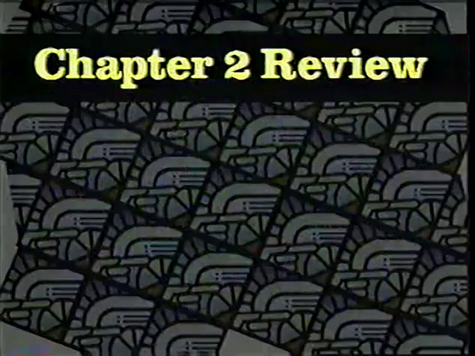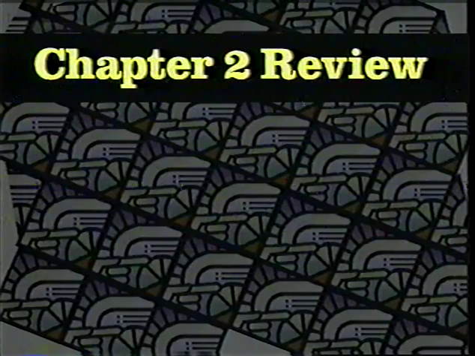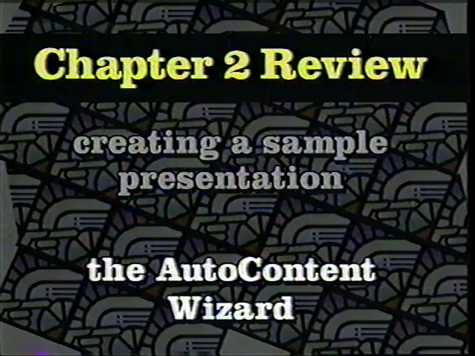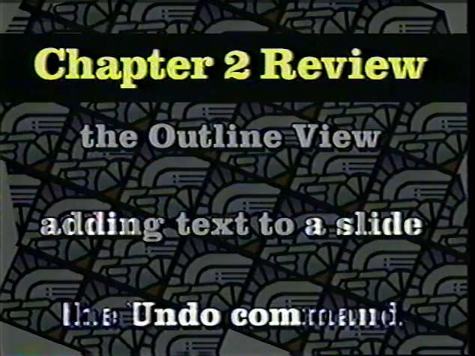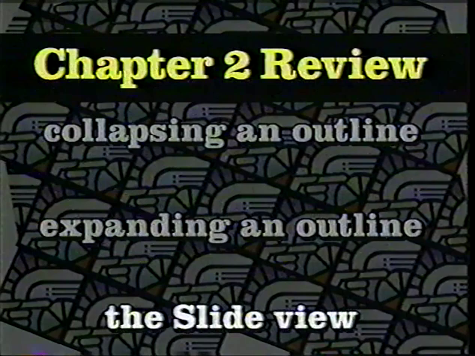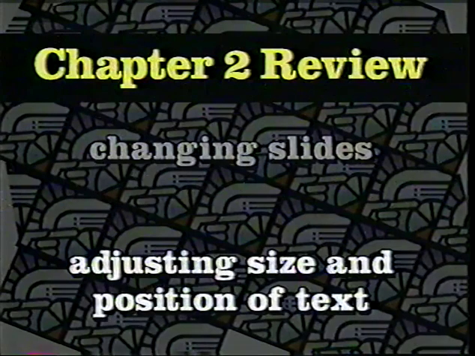Let's take a moment to review what we have covered in Chapter 2. We learned how to create a sample presentation using the Auto Content Wizard. We also learned to use the outline view to add text to our slides. We learned how to use the undo command. We collapsed and expanded the outline. We operated the slide view and changed the slides using the scroll bars. We learned how to adjust the size and position of the text in our presentation. And finally, we learned how to use the master slide view to add the slide number.